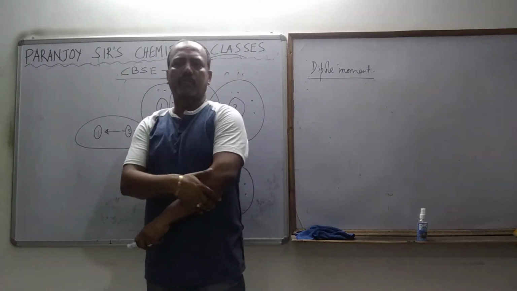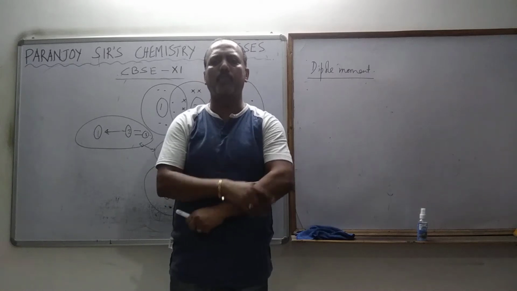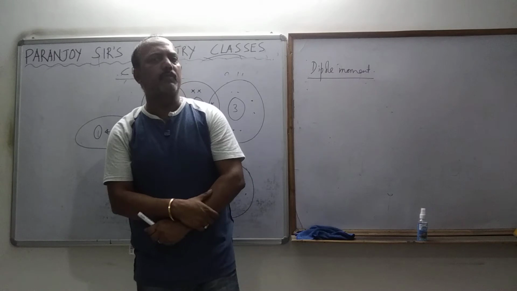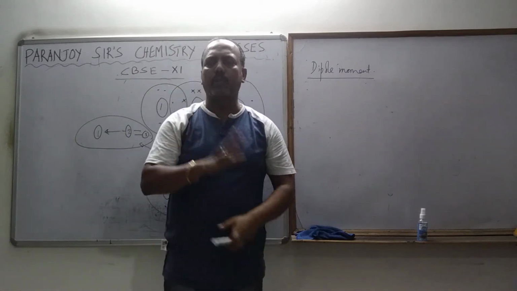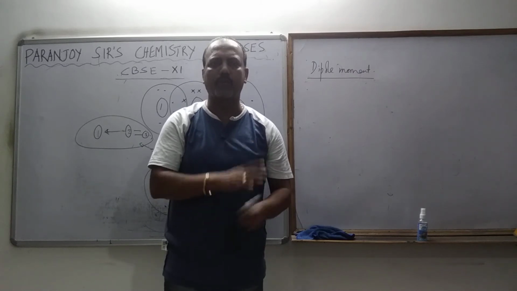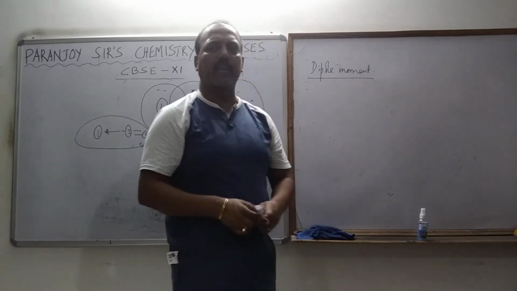Okay, so the next term is dipole moment. Now what is dipole moment? We must understand what dipole moment is. From the word itself we can understand it. What is dipole? Dipole means two poles, positive pole, negative pole. Okay, let me take an example, you can understand it better.